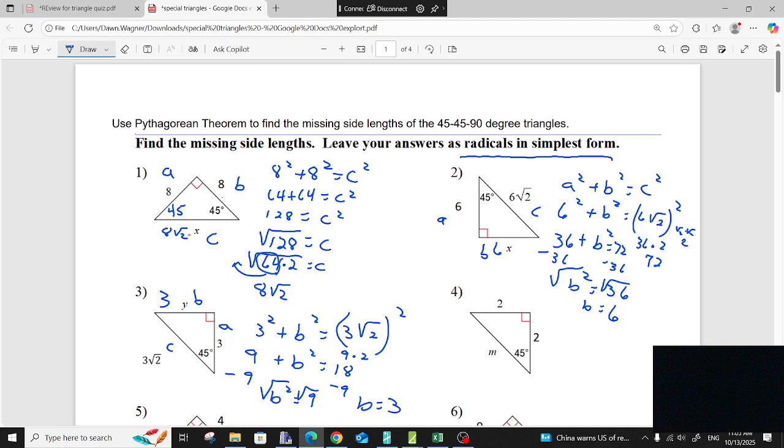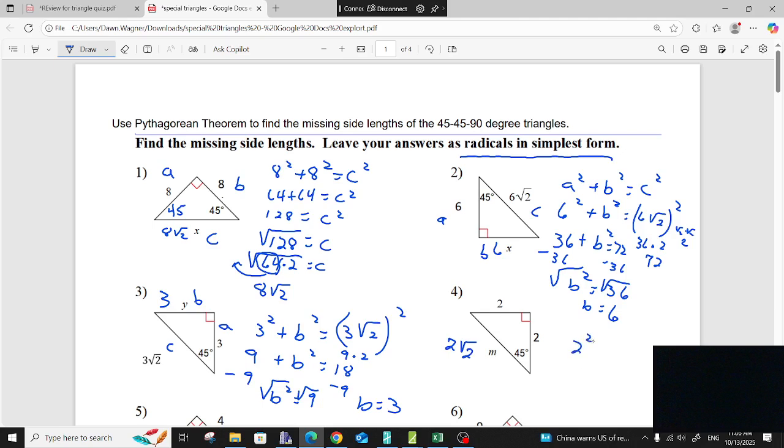8, 8 square root 2. 6, 6 square root 2. 3, 3 square root 2. Anybody noticing a pattern? What do you think this one's going to be? 2 what? 2 square root 2.